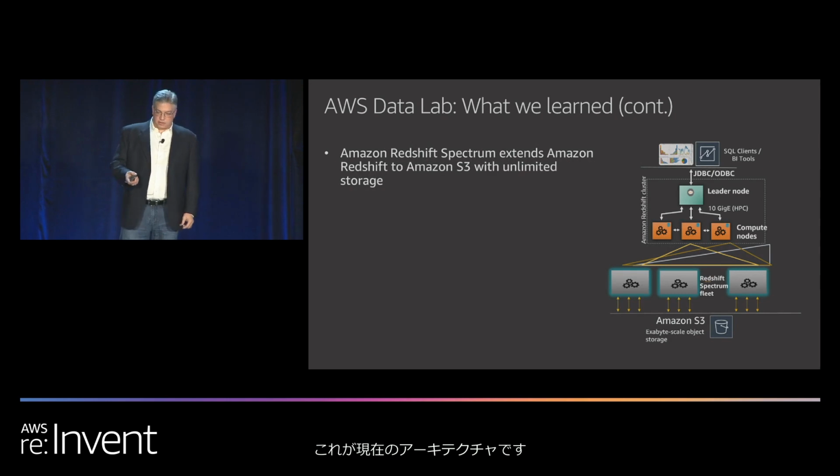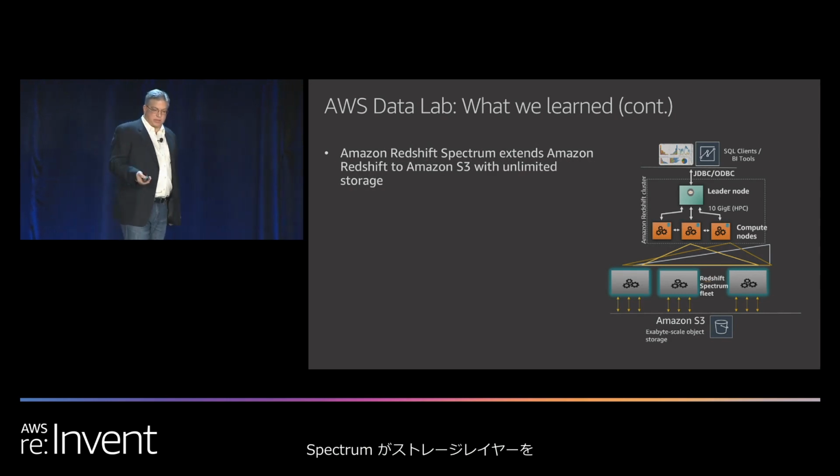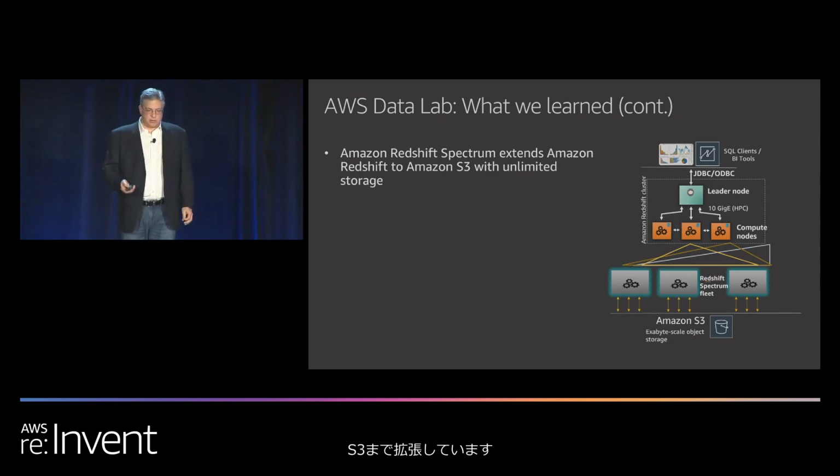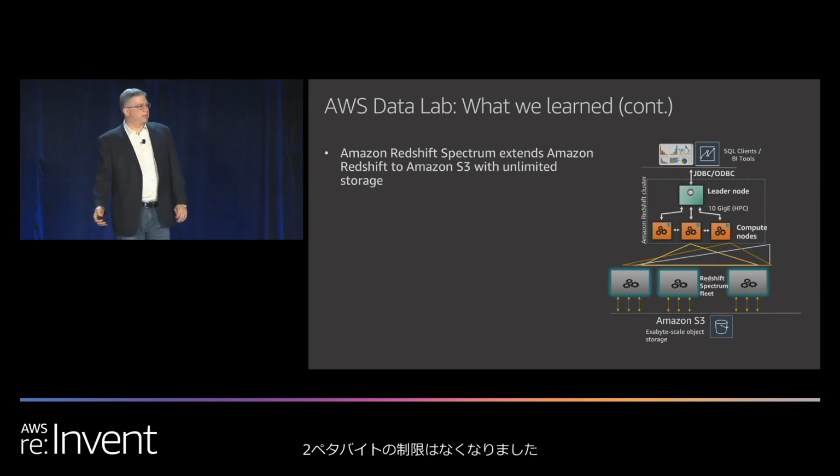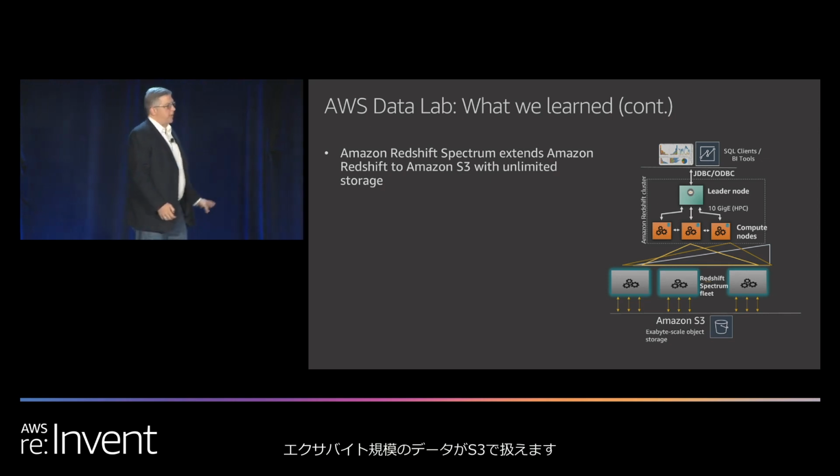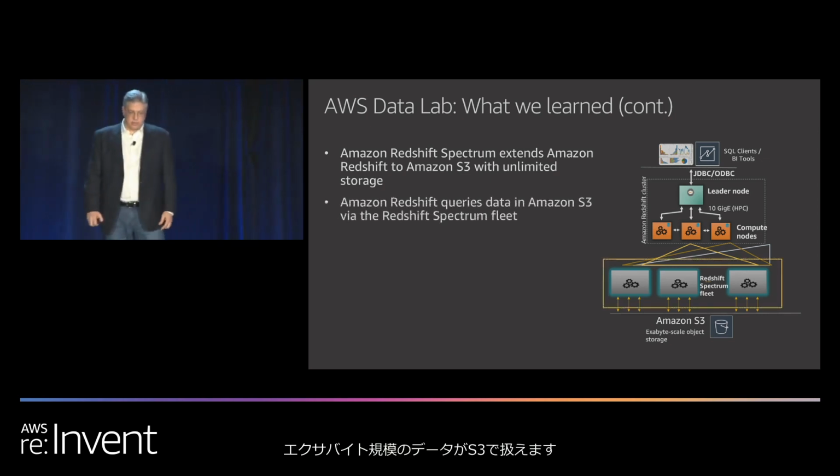This is what the architecture looks like now. We can see Spectrum extending the storage layer down to S3. No more 2 petabyte limit. The brick wall's gone. You can go into the exabytes with data in S3.